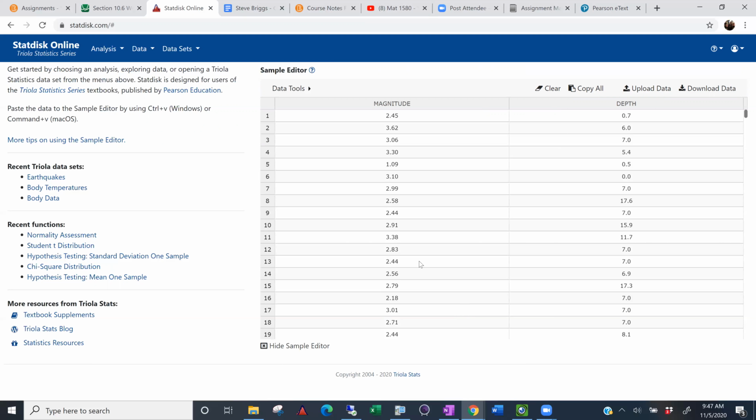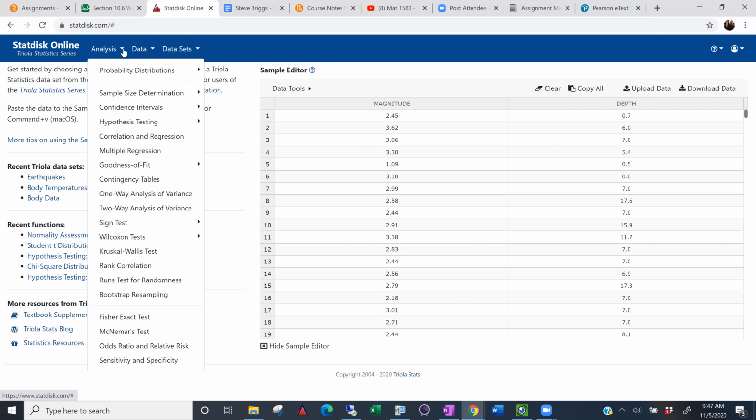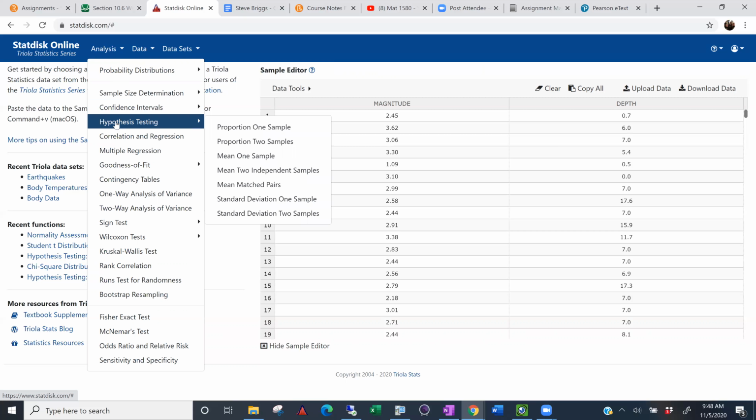Now it's time for some analysis. This is where we're going to figure out our p-value. So go to analysis. And which menu do you think I want to choose down here? Would be hypothesis testing. Yeah, the hypothesis testing. Now you've got several different choices for a mean, but we've only got one sample of data. These are for some other things. That'll be chapter 9 stuff. So we want mean one sample.